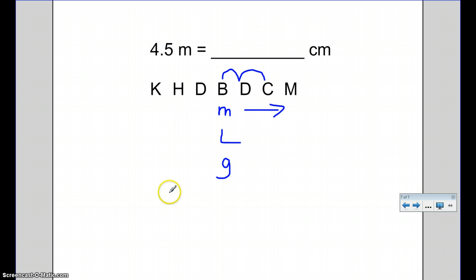So here I go. I'm going to use 4 5/10. There's already a decimal there for me to use. Move it 1, 2 times. So now I know that 4 5/10 of a meter is equivalent to 450 centimeters.